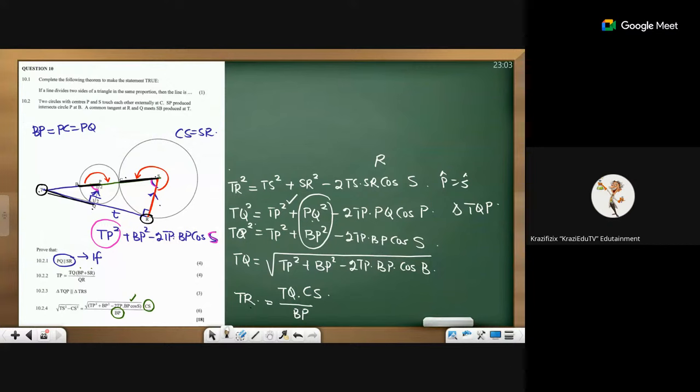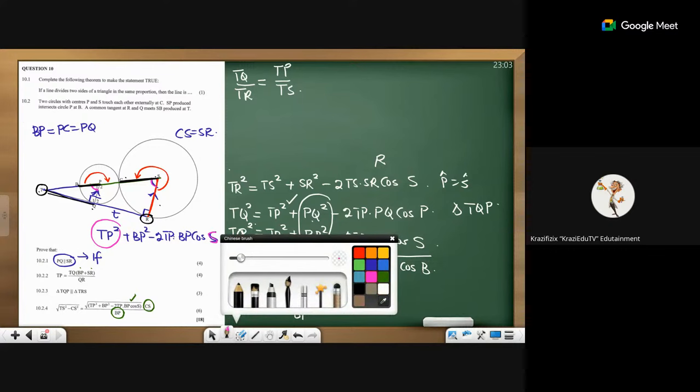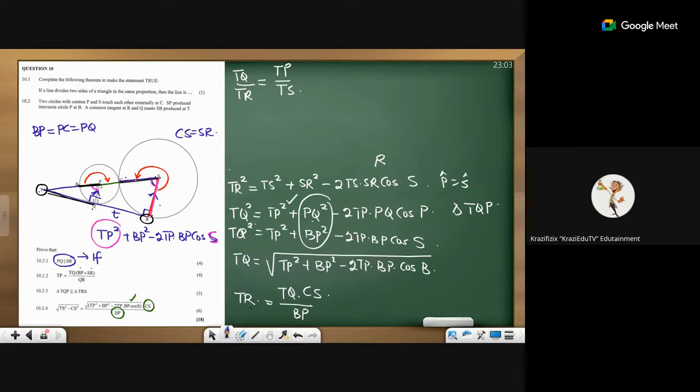Because I want CS. Would it work? Yes, it could work. TQ over TR. Are you with me there? TQ, the top part, over TR should be equal to what? TP. The wrong way. I am going the wrong way because I should be getting CS. I want CS, which is, oh, I see, guys, check it. CS is the same as this. Ah, this examiner is very wicked. CS is the same as SR, right? And BP is the same as PQ.